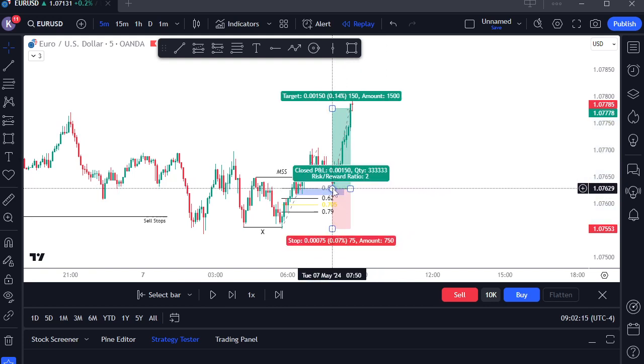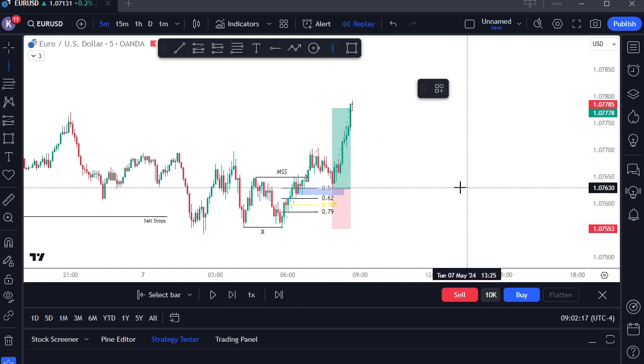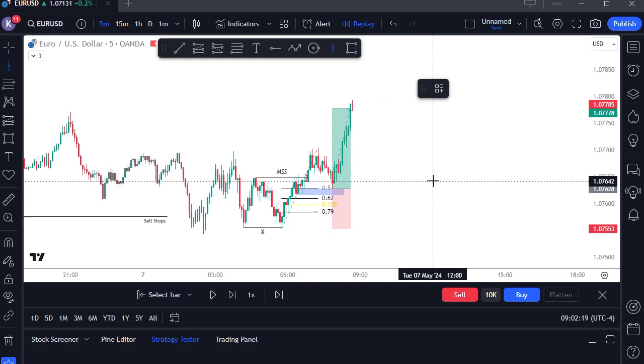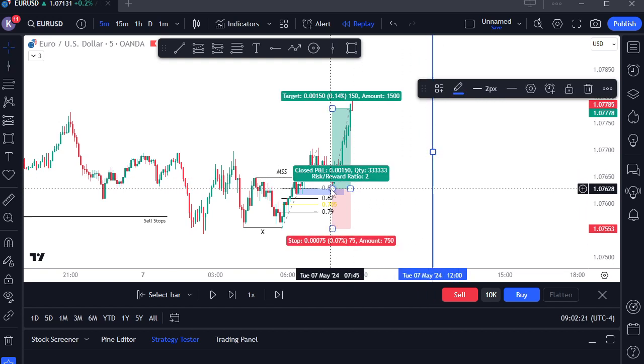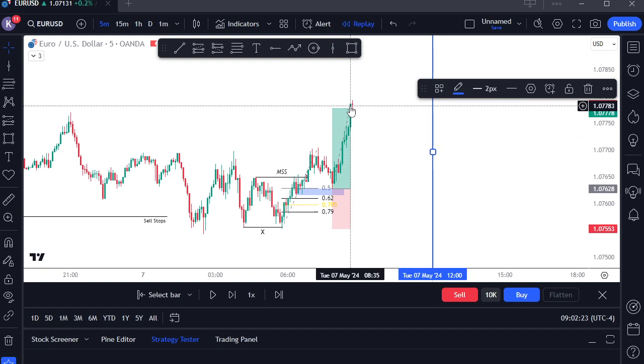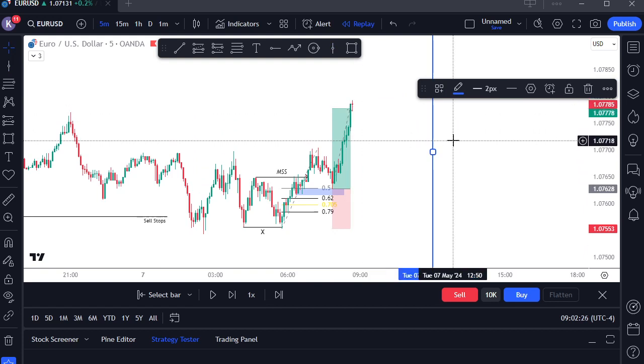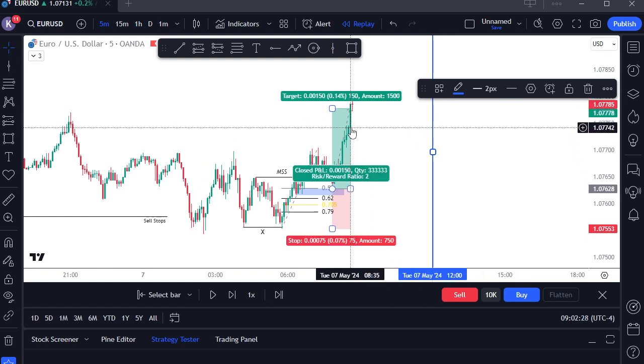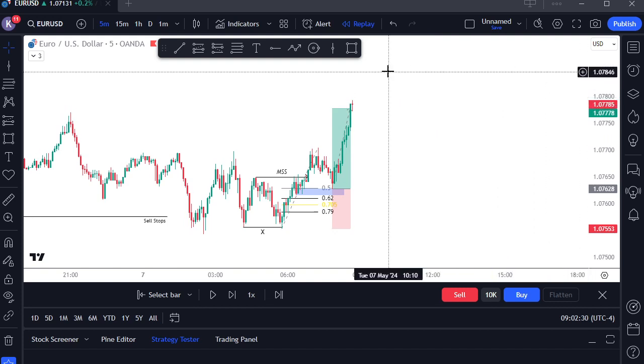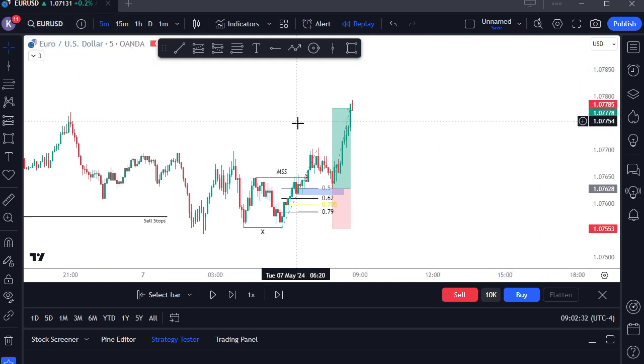Our entry was before 12 p.m. New York time. And that's the trade for Tuesday, May 7th on Euro USD.